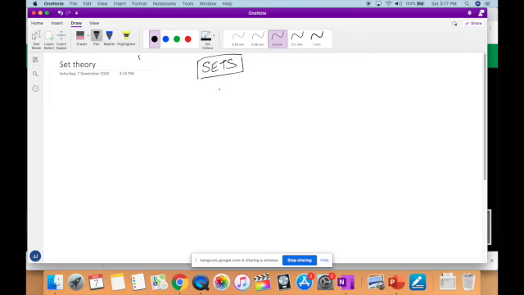Types of sets. Okay, what are the types of sets?